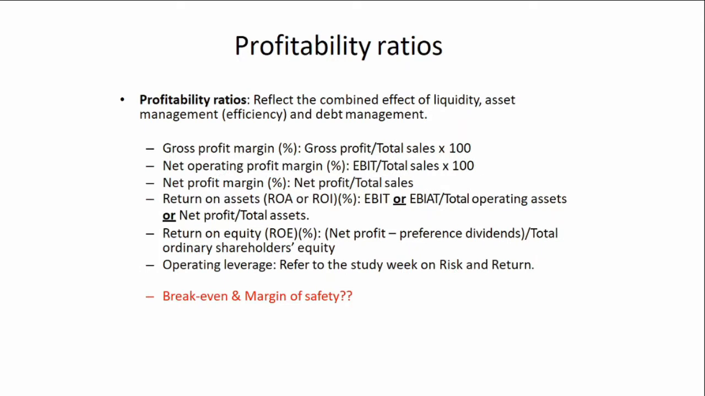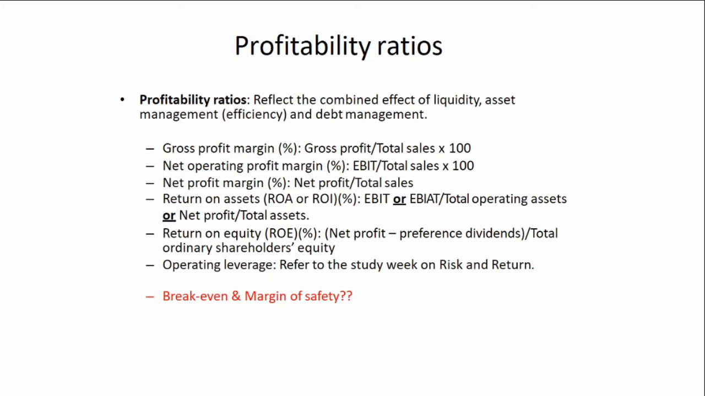The next group of ratios we are going to look at are profitability ratios. So the profitability ratios will reflect the combined effect of liquidity, asset management, and debt management. Our gross profit margin ratio is calculated by taking our gross profit divided by our total sales times 100. Then we have our net operating profit margin, which is calculated by taking our earnings before interest and tax divided by our total sales times 100. Then we have our net profit margin, which is calculated by taking our net profit divided by our total sales.